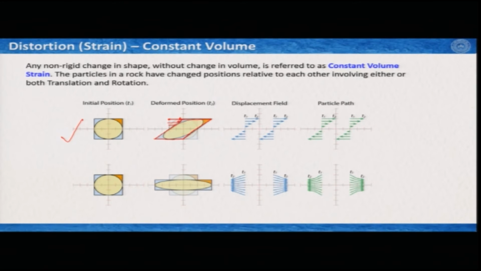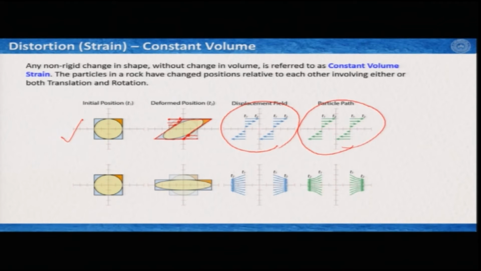That means from this side it moved this way, from this side it moved in the opposite way, and this is how the particle path would look like. The displacement field would look like this. The particle path would look in a very similar way.